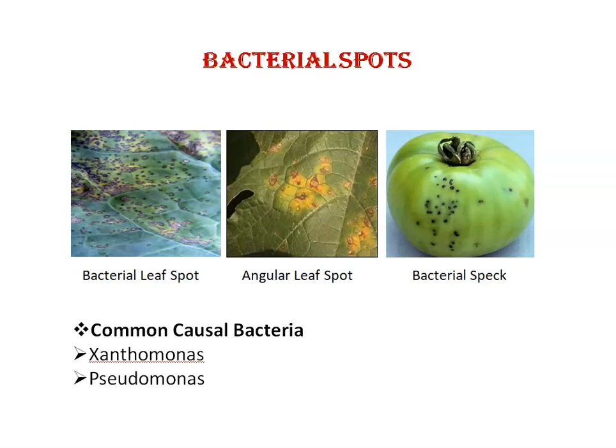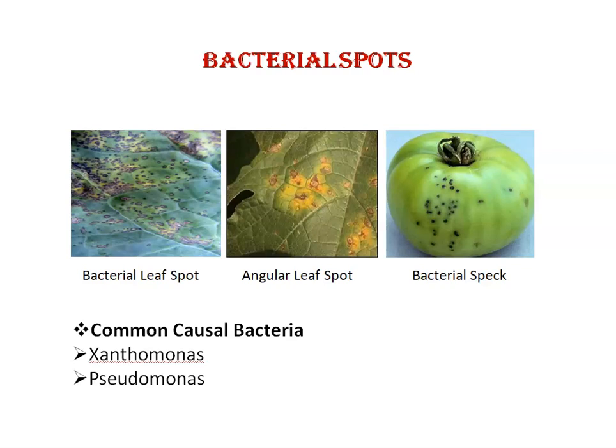Bacterial spots are the types of bacterial diseases on plants that appear as spots. They include bacterial spot, bacterial leaf spot, angular leaf spot, and bacterial speck. These diseases are caused by bacteria such as Xanthomonas and Pseudomonas and can affect various plants including tomatoes, peppers, beans, and brassica, leading to symptoms like small dark spots, often with a yellow halo on leaves and fruits.